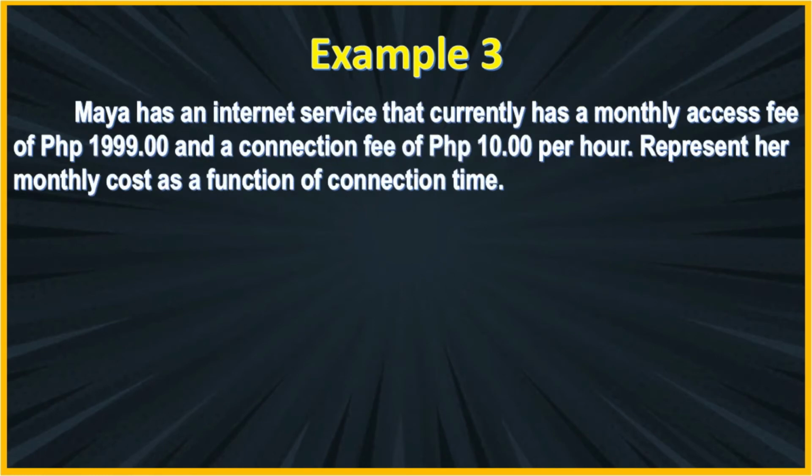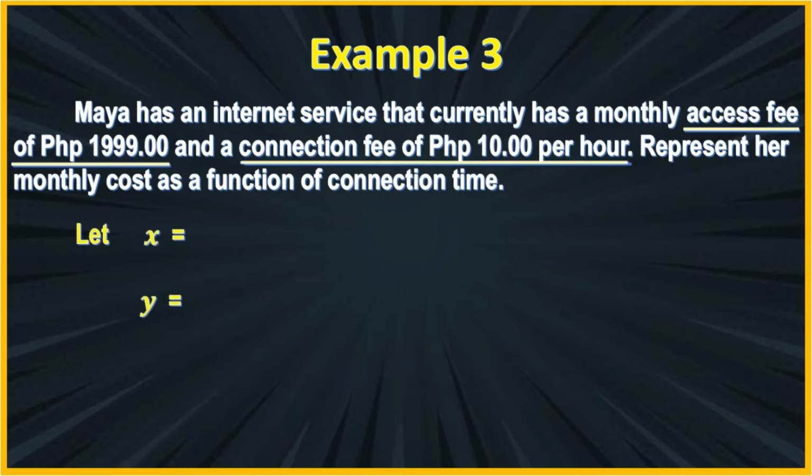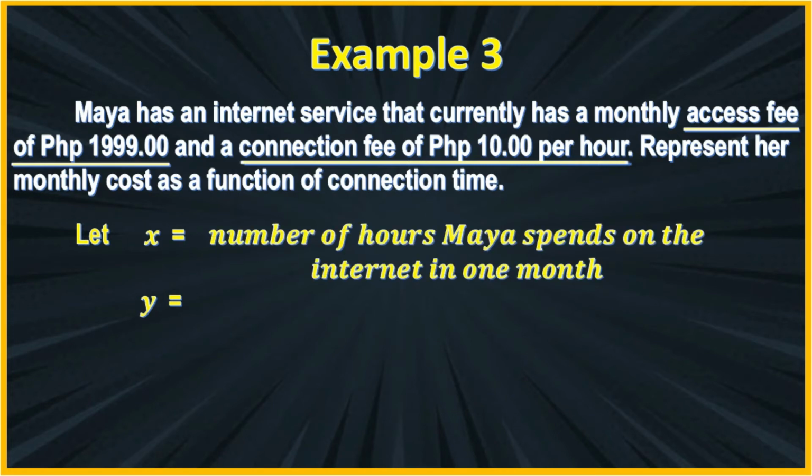Third example, Maya has an internet service that currently has a monthly access fee of 199 pesos and a connection fee of 10 pesos per hour. Represent her monthly cost as a function of connection time. So we have here the given access fee of 199 pesos and the connection fee of 10 pesos per hour. So we will let x be the number of hours Maya spends on the internet in 1 month, and y be Maya's monthly cost.